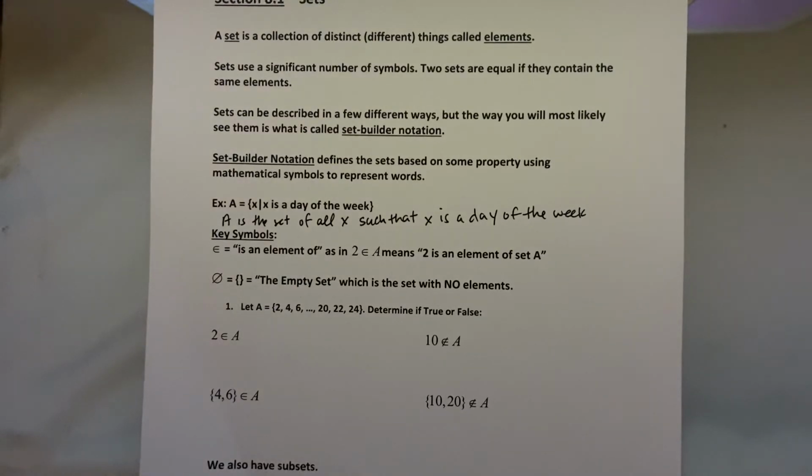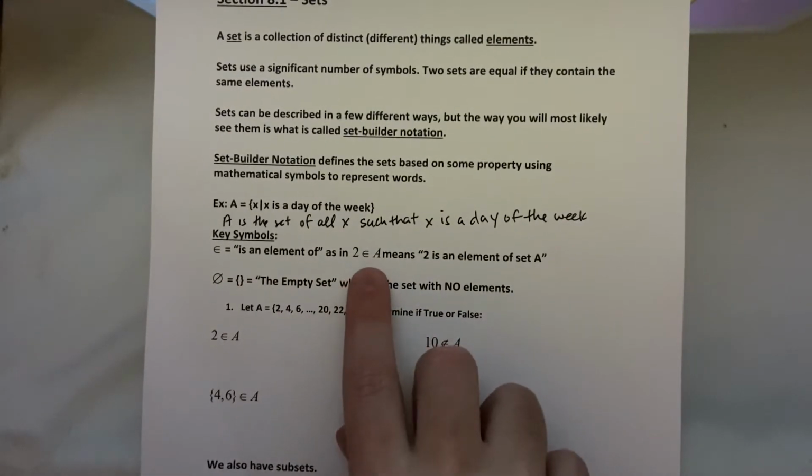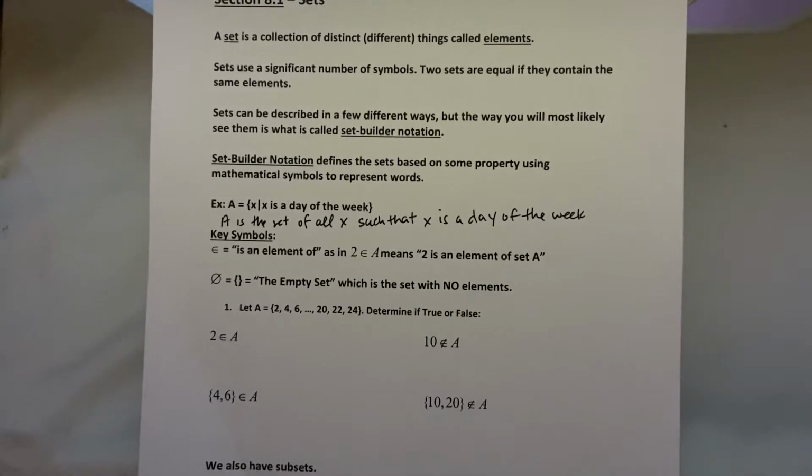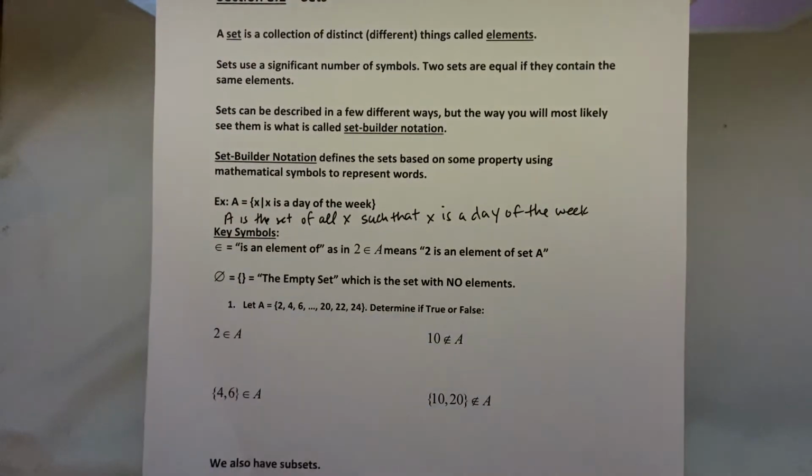So just keep that in mind when you're reading it and what it really is asking you. So key symbols, this little curly looking E thing means "is an element of." So when you see 2 and then "is an element of A," that just means 2 is in the set A. The empty set, which looks like a circle with a line through it, is a set with no elements in it. So let's just practice here what's happening.